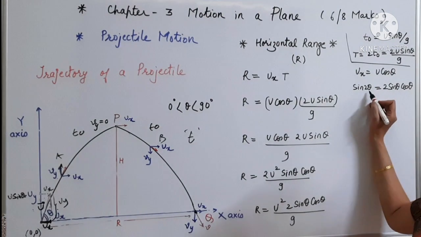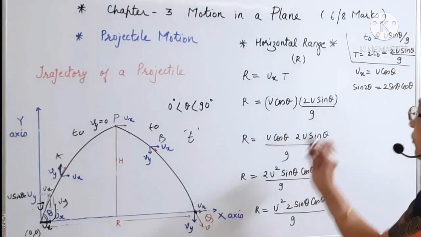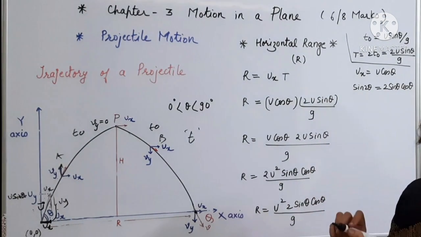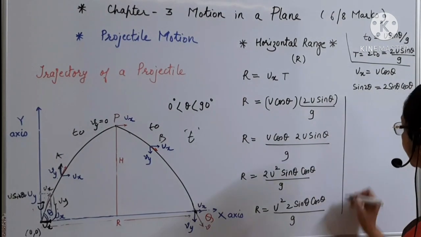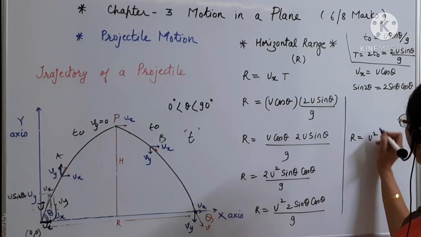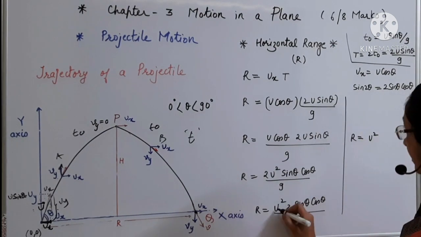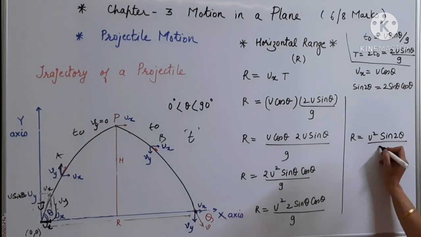Sin of 2 theta, or probably you must be learning this in mathematics. So sin of 2 theta is 2 sin theta cos theta. So here we put that in. So we get here R is equal to u square, and in place of 2 sin theta cos theta we put sin 2 theta, so sin of 2 theta upon g.